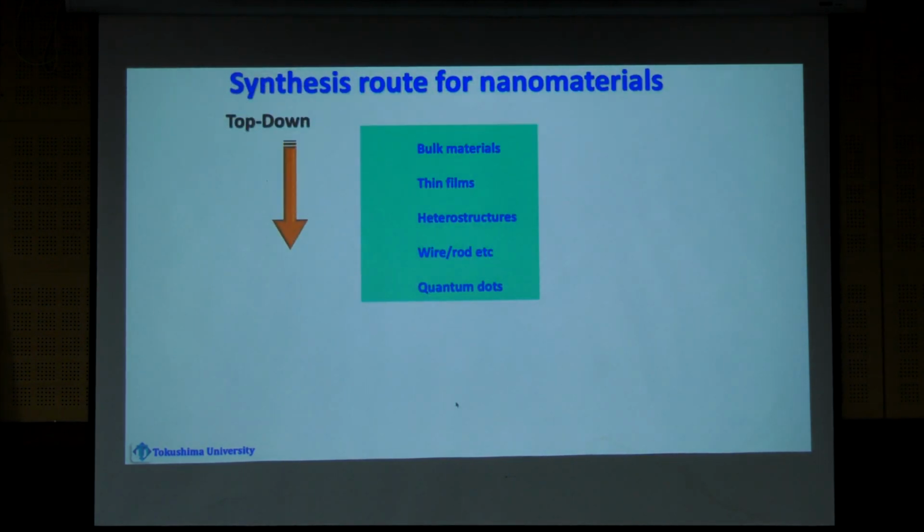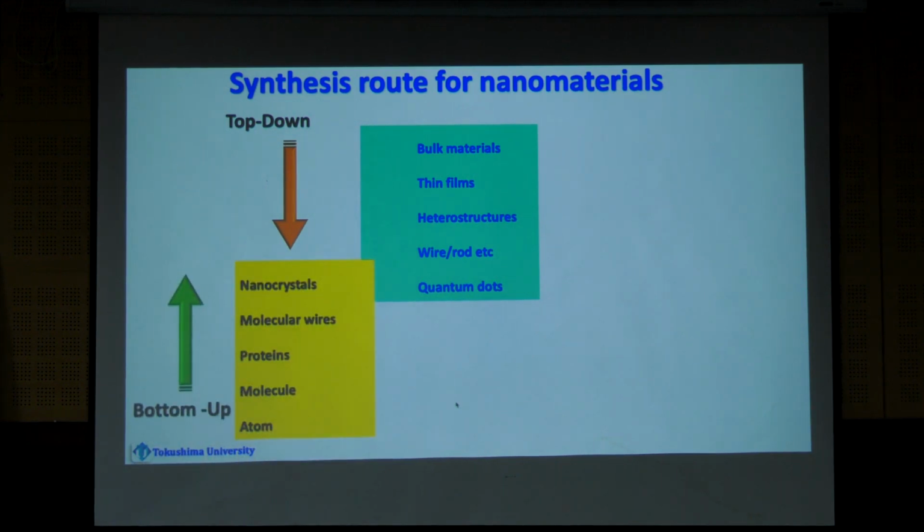So what kind of shape and size usually you get from top down and bottom up technique? Mostly thin film, heterostructures, wire rod and quantum dot from top down. You started with the big and ends up, their size and shape is like this. In bottom up, nanocrystal, molecular wires, protein, molecule, atom, this kind of possibility of various structures can be created using the bottom up technique.